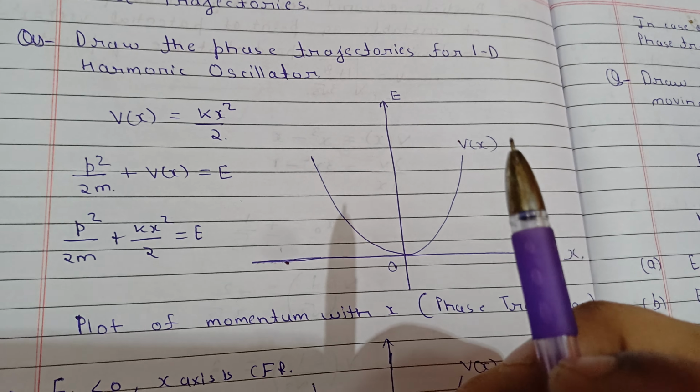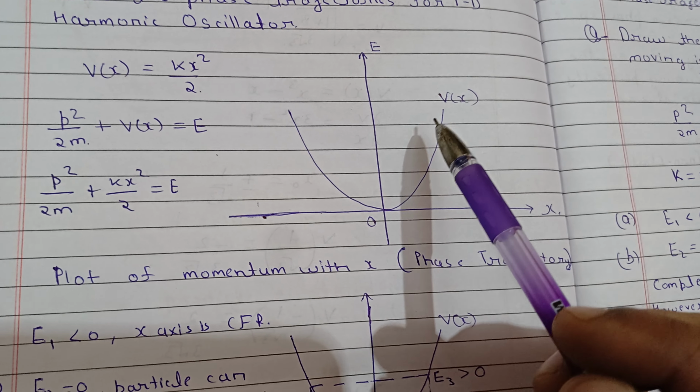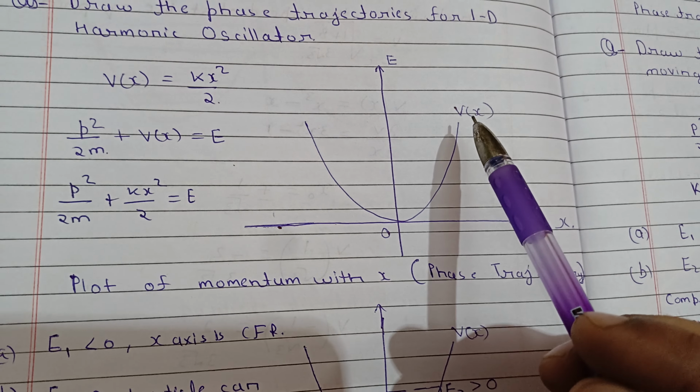For this, we have potential energy as kx square by 2. We know for the 1D harmonic oscillator, potential energy is this kx square by 2. And if we plot the potential energy curve, this is parabolic. So you will get this kind of curve. This is not phase trajectory. This is just an energy curve. We already discussed this. So this is the energy curve.